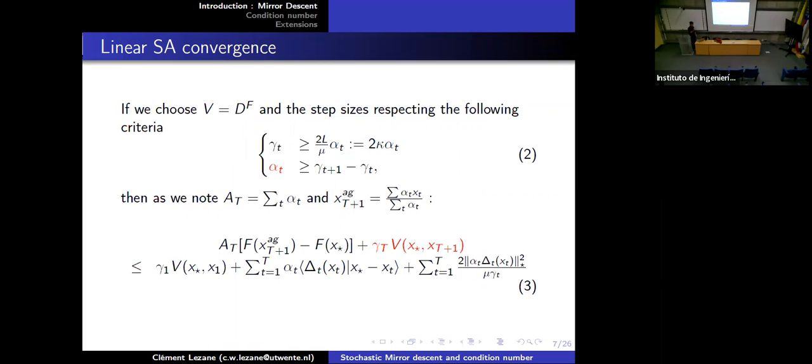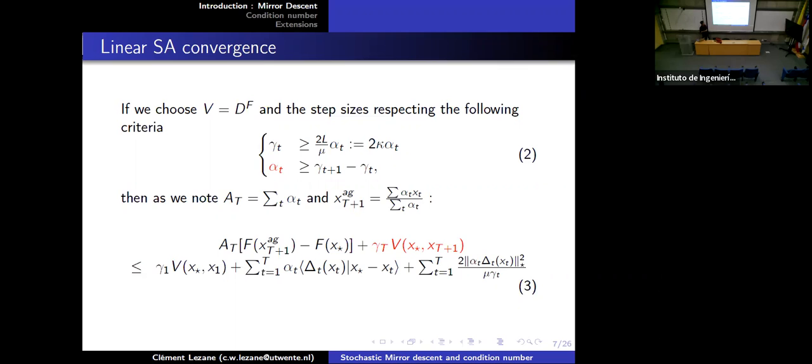okay, so if you choose alpha t and gamma t in some way, then here you see that this is the gap between your current solution and the optimal solution. X star is the optimal point, plus the distance, which is always positive. And we see that this is going to be smaller than 3 terms. We will see progressively what these 3 terms mean.